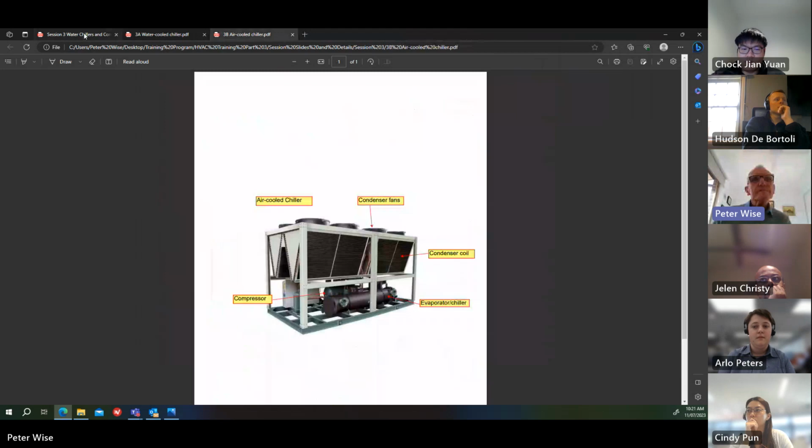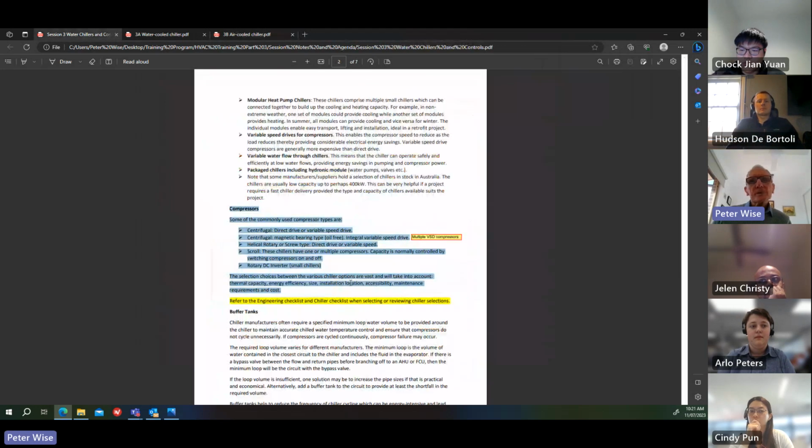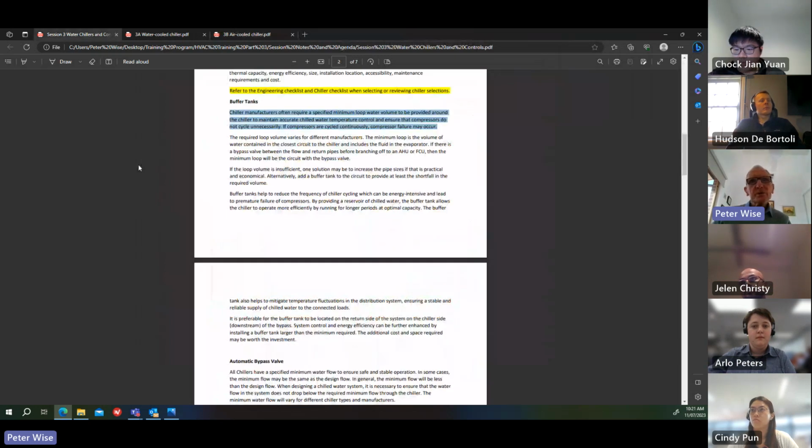And talk about buffer tanks. Chiller manufacturers often require a specified minimum loop water volume to be provided around the chiller to maintain accurate chilled water temperature control and ensure that compressors do not cycle unnecessarily. If compressors cycle continuously, compressor failure may occur. So the required loop volume varies for different manufacturers.